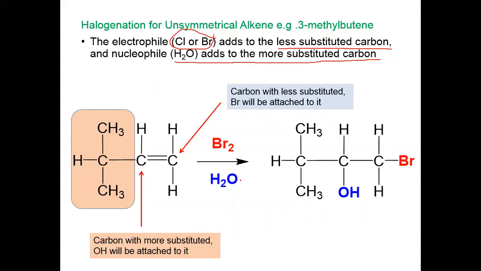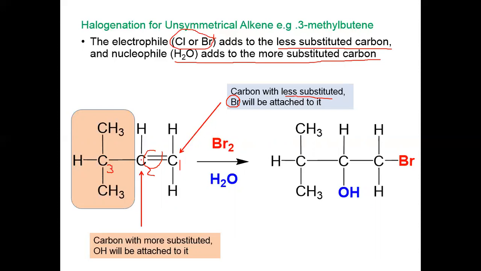So how do we want to know? OH akan masuk mana, Br akan masuk mana? So this is the syarat. So it says that Br akan masuk kepada less substituted. Substituted maksudnya alkyl. Okay, contohnya ni, double bond ada dekat sini. Ini karbon 1, karbon 2, karbon 3. So dia cakap Br akan masuk kepada karbon yang sikit alkyl group dia.